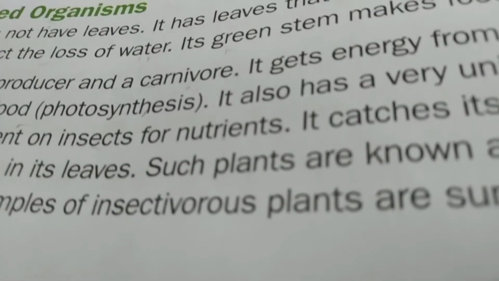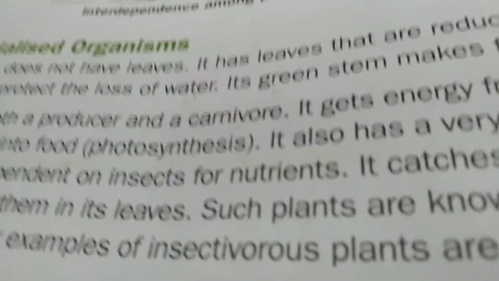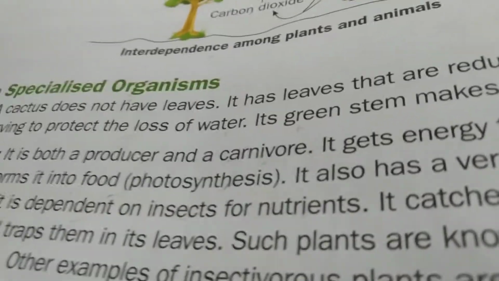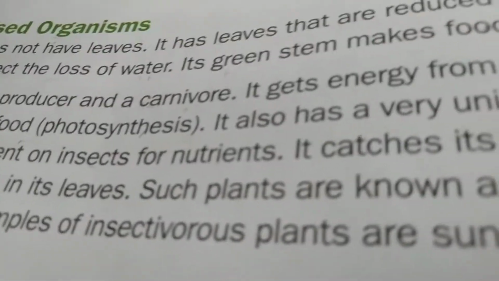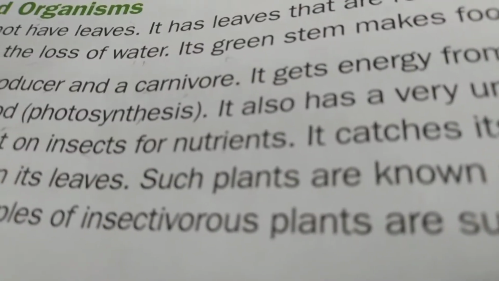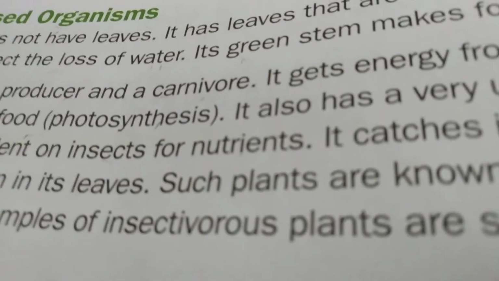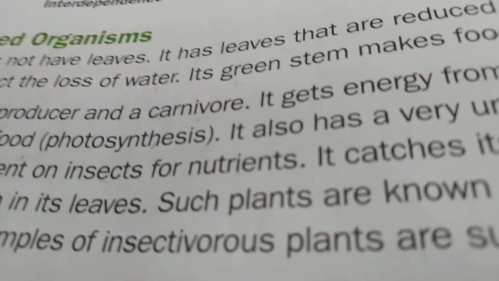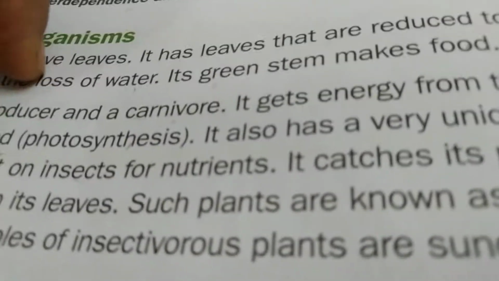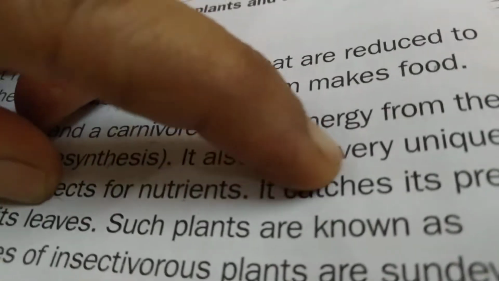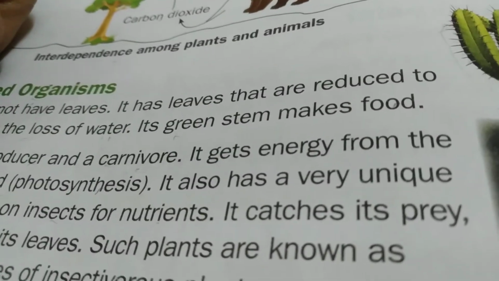Other plants do not eat insects, children. They prepare food by using sunlight, water, and carbon dioxide. But this one prepares food by using sunlight, and what is its feeding habit? It depends on insects. It takes the insects for nutrients. It catches its prey, mainly insects, and traps them in its leaves. Such plants are known as insectivorous plants.